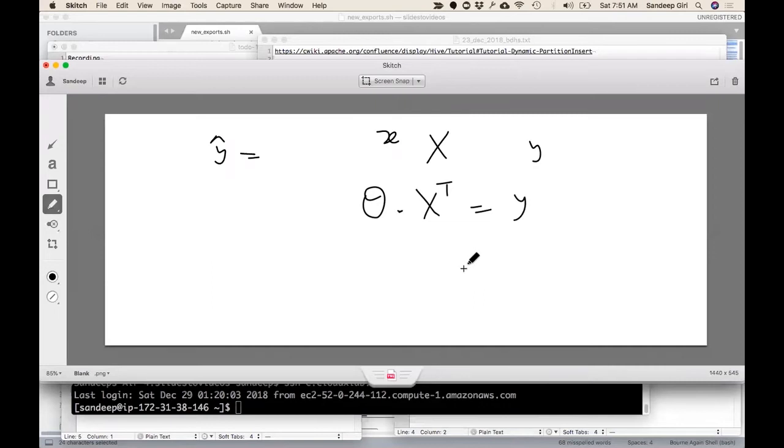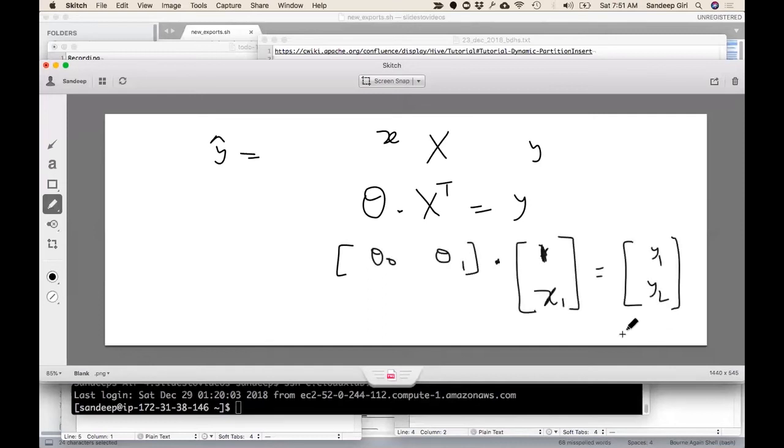Or can I explain it in a better way? So imagine this, that we have some values of theta 0 and theta 1. We are doing a dot product with 1 here and x here, and we are saying some values like y1, y2, correct? Meaning what we are saying is theta naught plus theta 1 multiplied by x1 equals y1, okay?